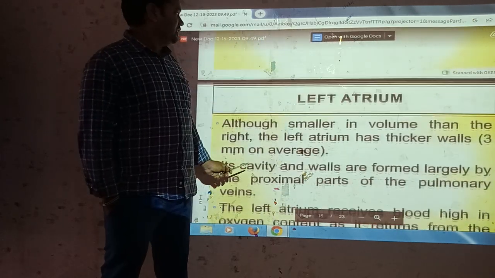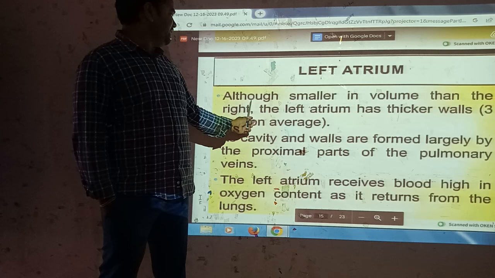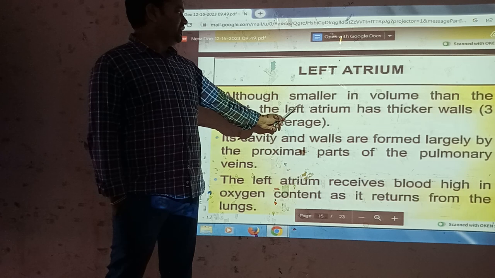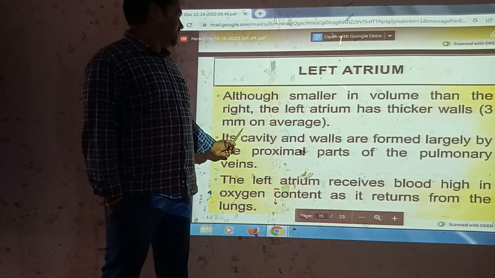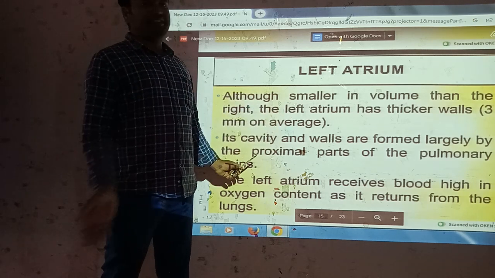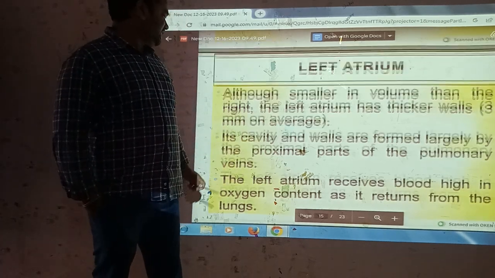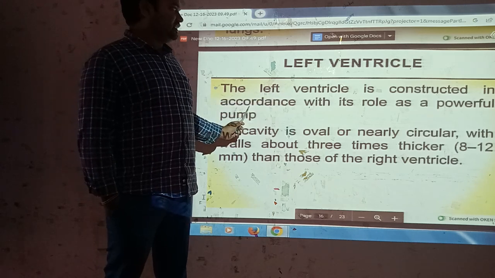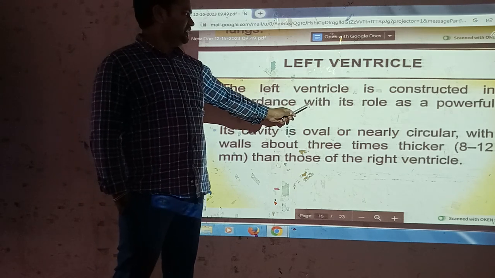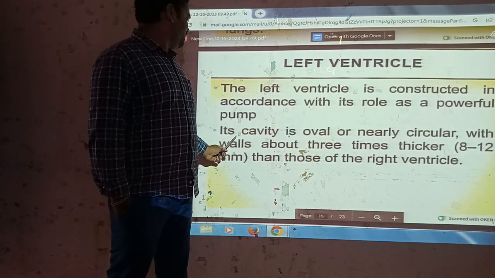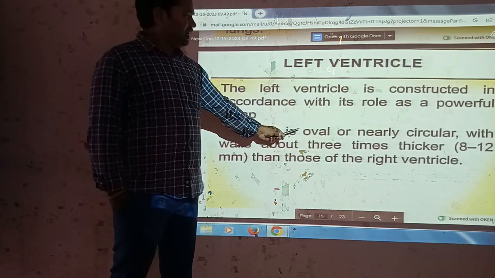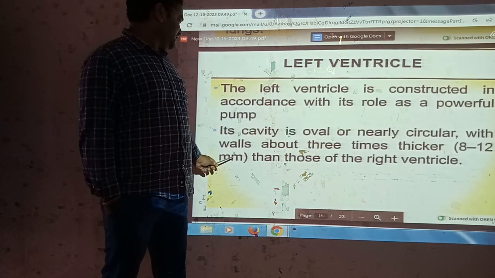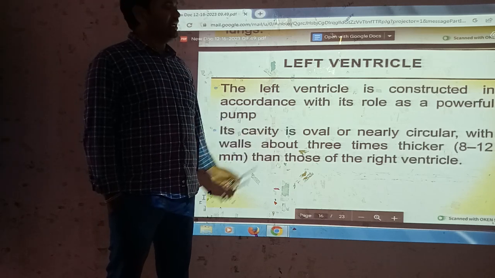Next, left atrium information. Although small in volume compared with the right, the left atrium has thicker walls, 3 mm on average. This is the left atrium. And the left ventricle, main important: the left ventricle is constructed in accordance with its role as a powerful pump. Its cavity is oval or nearly circular, with walls about 3 times thicker, 8 to 12 mm, than those of the right ventricle.